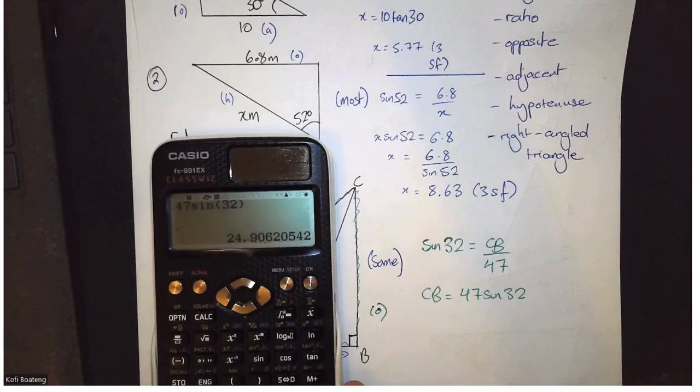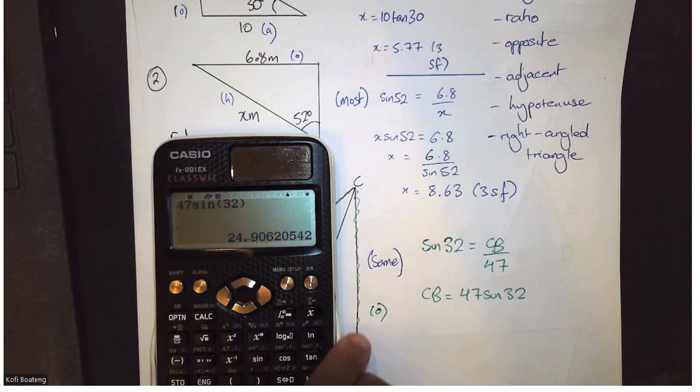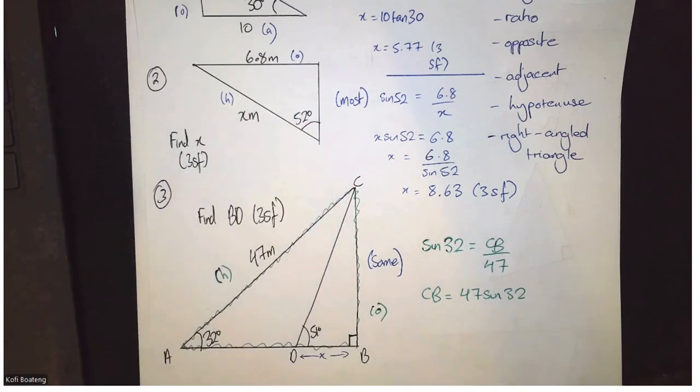So it's 24.906 and so on. If you rounded this to 24.9, thinking that because it says 3SF, I'm going to round at every single point, you're going to be making a massive mistake because you're losing all of that amount of accuracy in your next step. So keep it as its exact value, 47 sine 32.